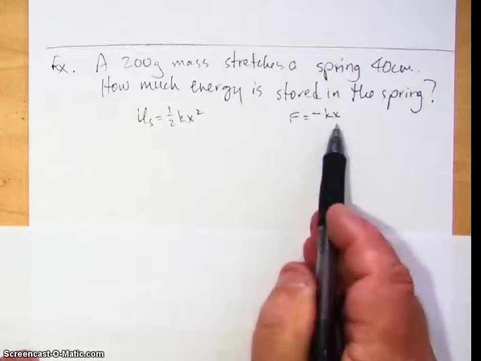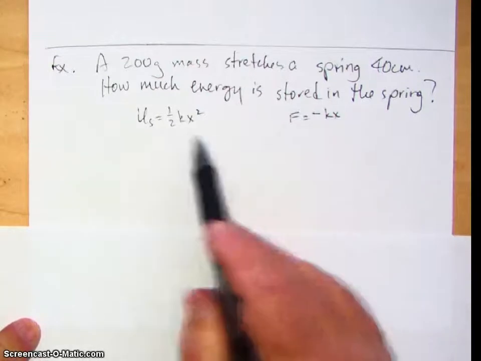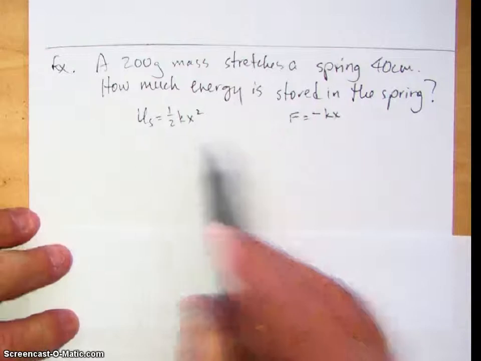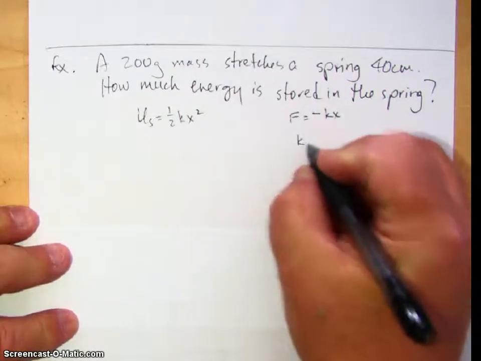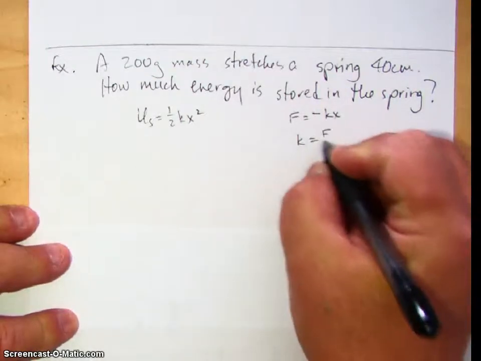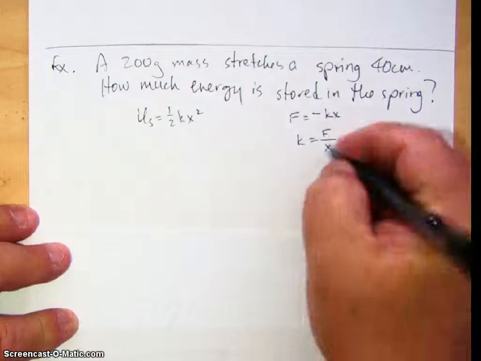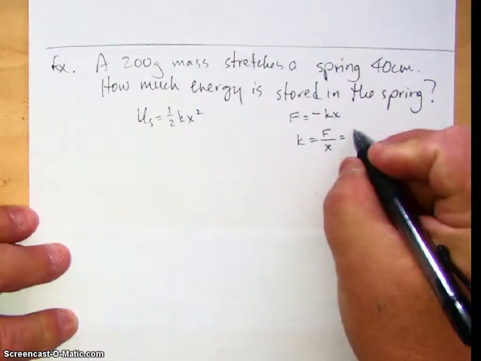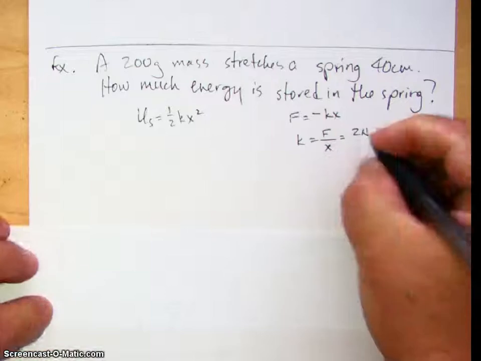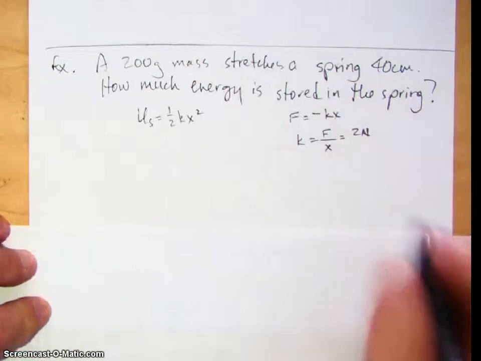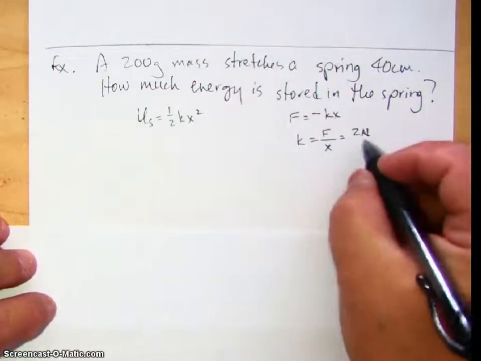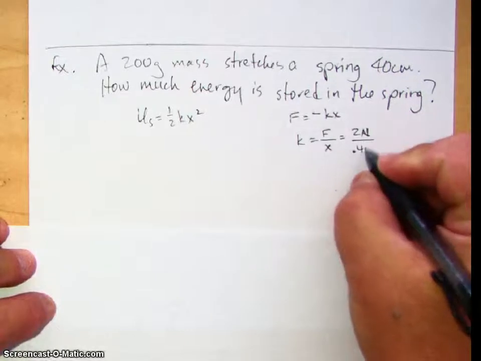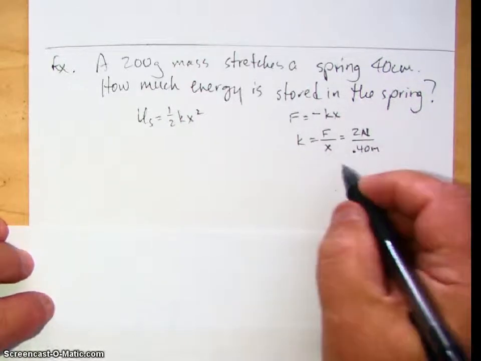And by the way, if x is negative, when you put it over here, it becomes a positive value because you're squaring it. So you don't need to worry about it. Excuse me, can't talk today. So k is equal to F over x. 200 grams is 2 newtons. Remember, 100 grams is about a newton, if you're using g as 10. Divided by, and I'm going to go ahead and record this in meters, 0.40 meters.